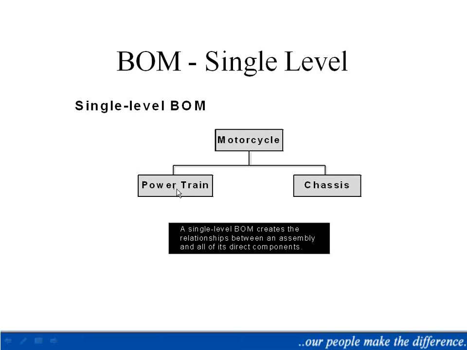That is the powertrain and chassis. The moment I add powertrain and chassis, my motorcycle will become ready. This is nothing but a single level BOM. I didn't drill down to further levels of this one. That means I have two assemblies, either I am producing or procuring them.